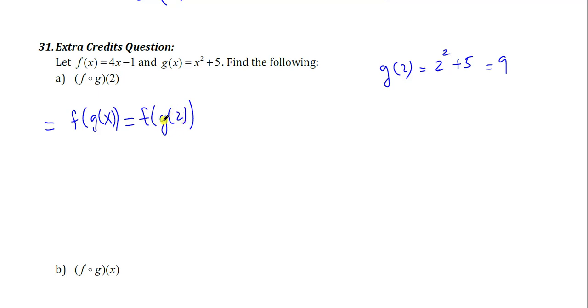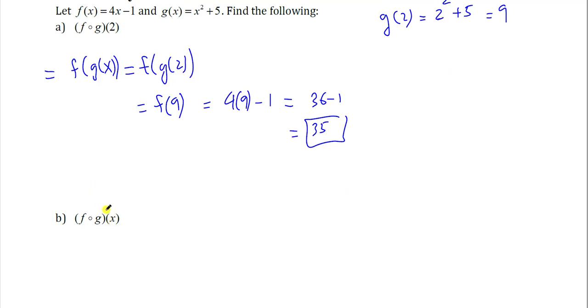So I go back here to the outside function. I have f of 9. Now, using the f function, I can figure out that f of 9 is 4 times 9 minus 1. 9 times 4 is 36. Minus 1 is 35.